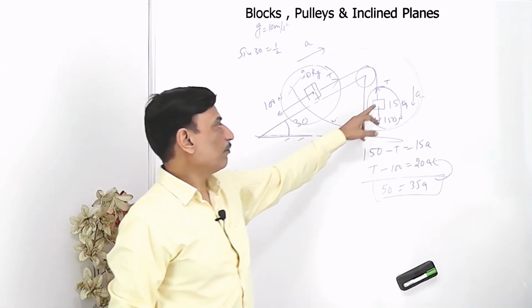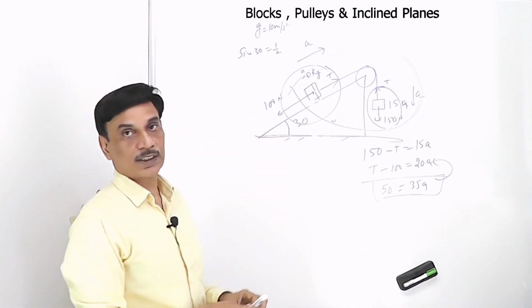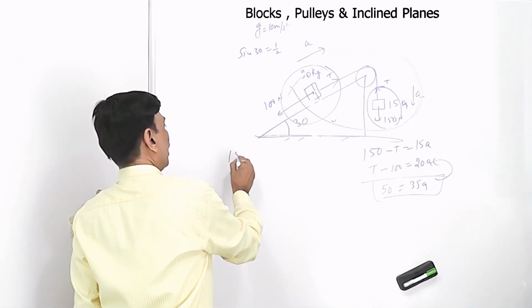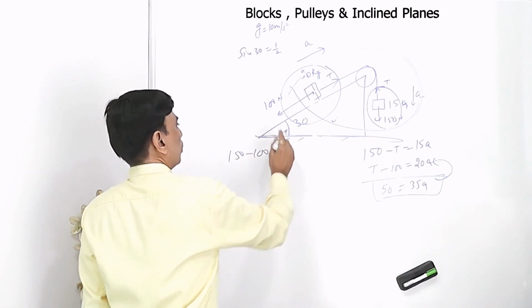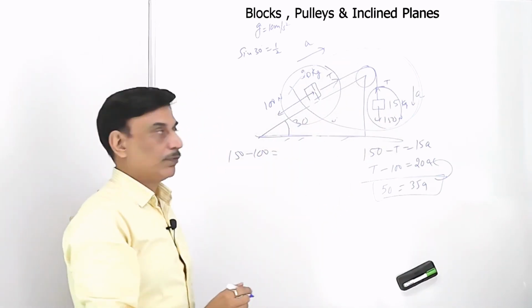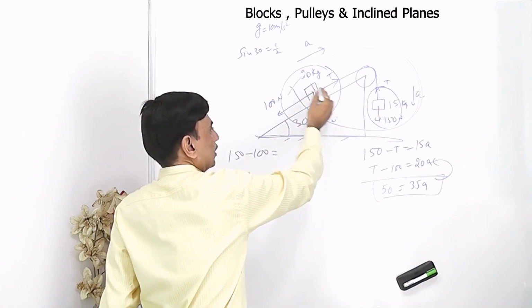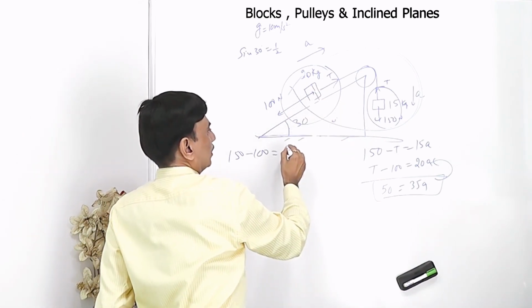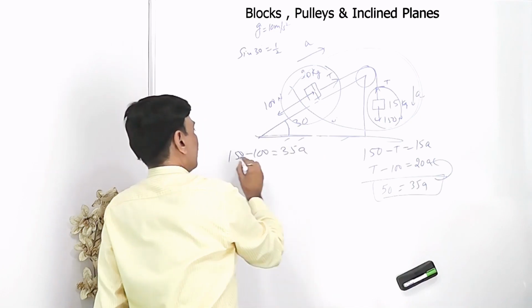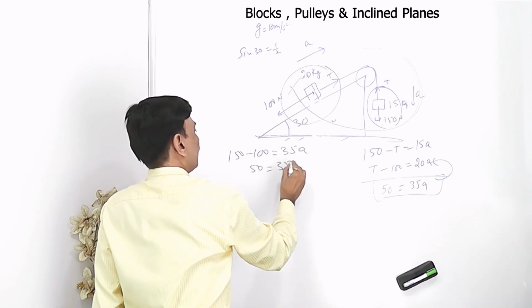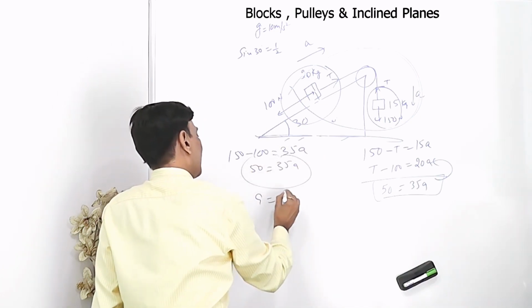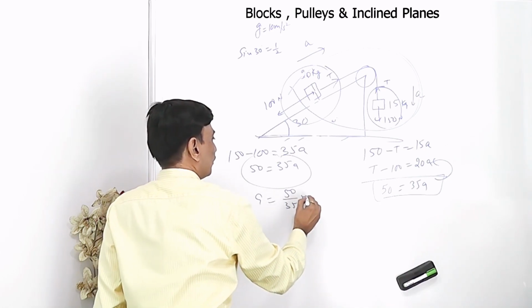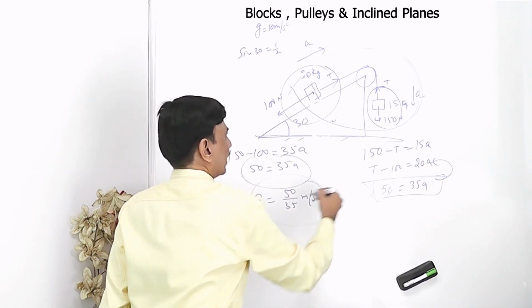So over here 150 Newton is this way, 100 Newton is this way, so 150 minus 100 is the net force along the string. Net force is equal to total mass, that is 20 plus 15, which is 35, into A. So 50 is equal to 35 into A, and you get A equal to 50 by 35 meter per second square. You get the same answer.